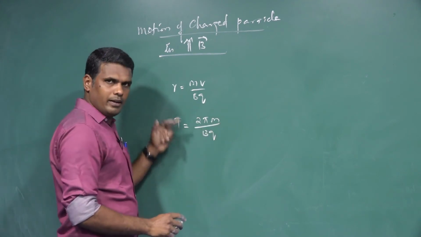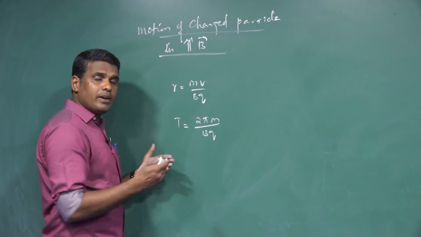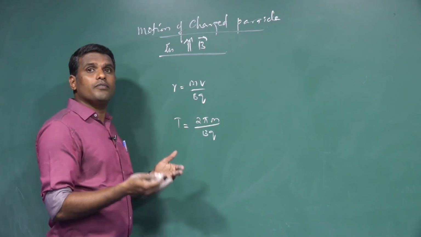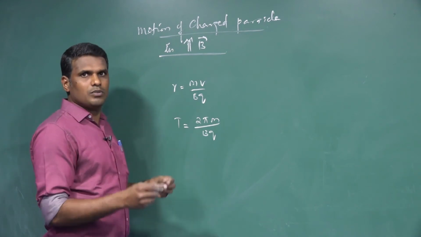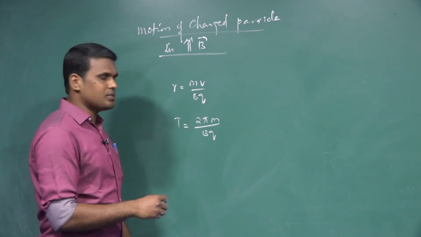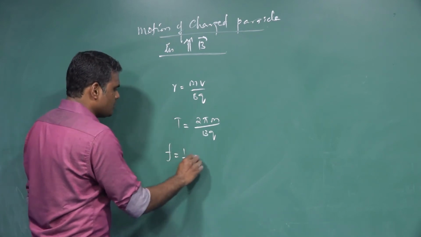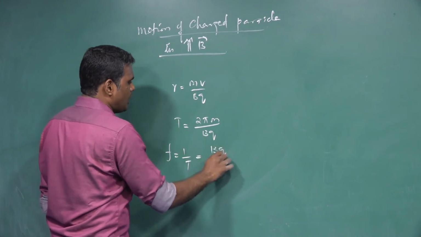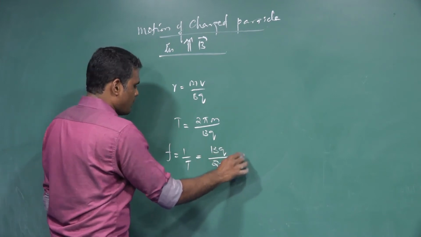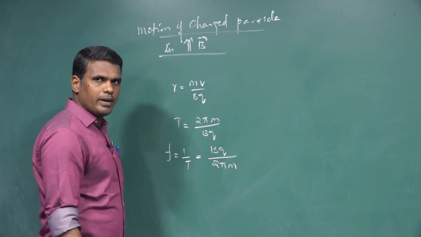2 pi m divided by bq. Then, if the time period is known, you should know about the frequency of the charged particle with which it describes a circular path. As you know, frequency is the reciprocal of time period, so you will have f equal to bq divided by 2 pi m.